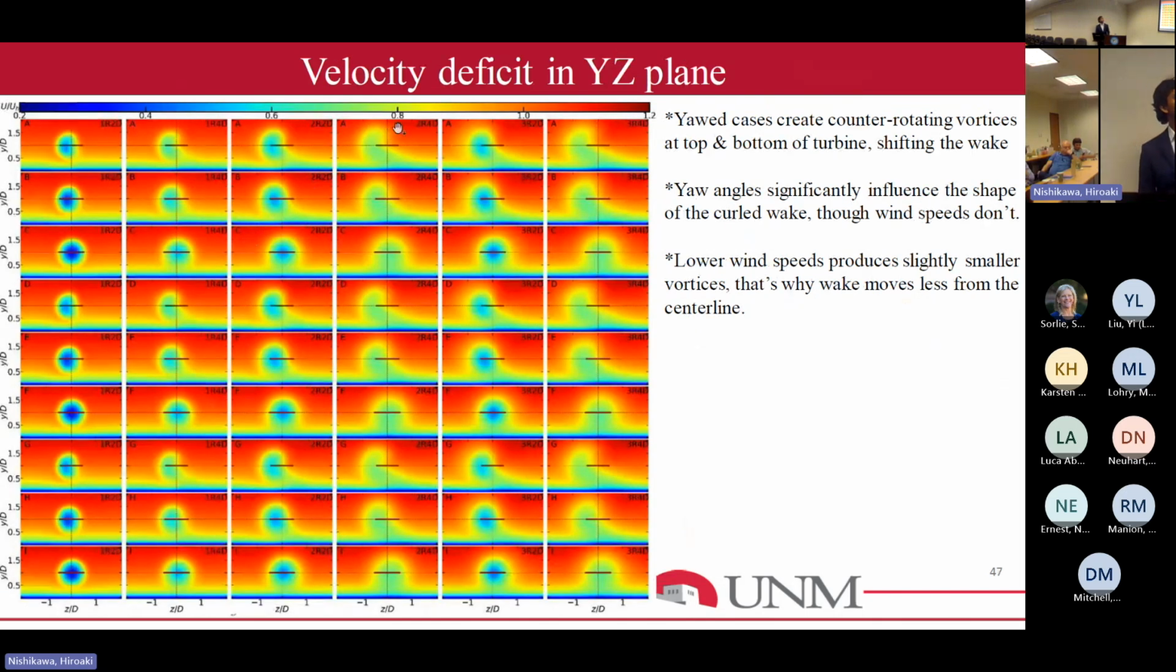So this is the velocity deficit in the YZ plane. As you can see, the yawed case creates counter-rotating vortices at the top and the bottom of the wakes, which shifts the wake from the row or the wake line. This is 0 degree yaw angle. If you increase the yaw angle, the shape and structure of these counter-rotating vortices change, eventually affecting the whole flow dynamics.